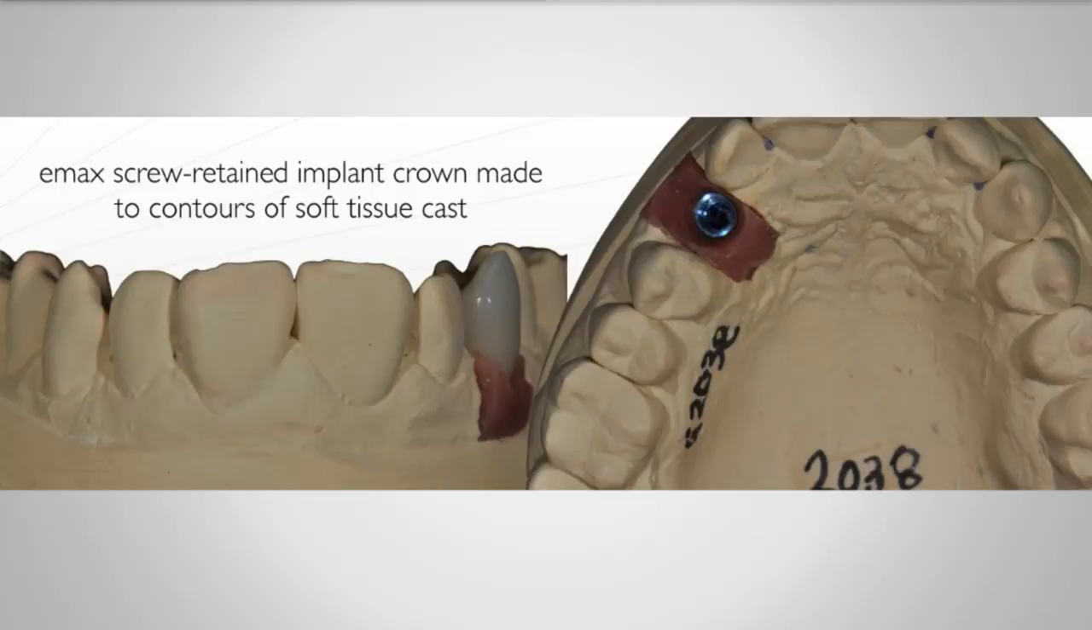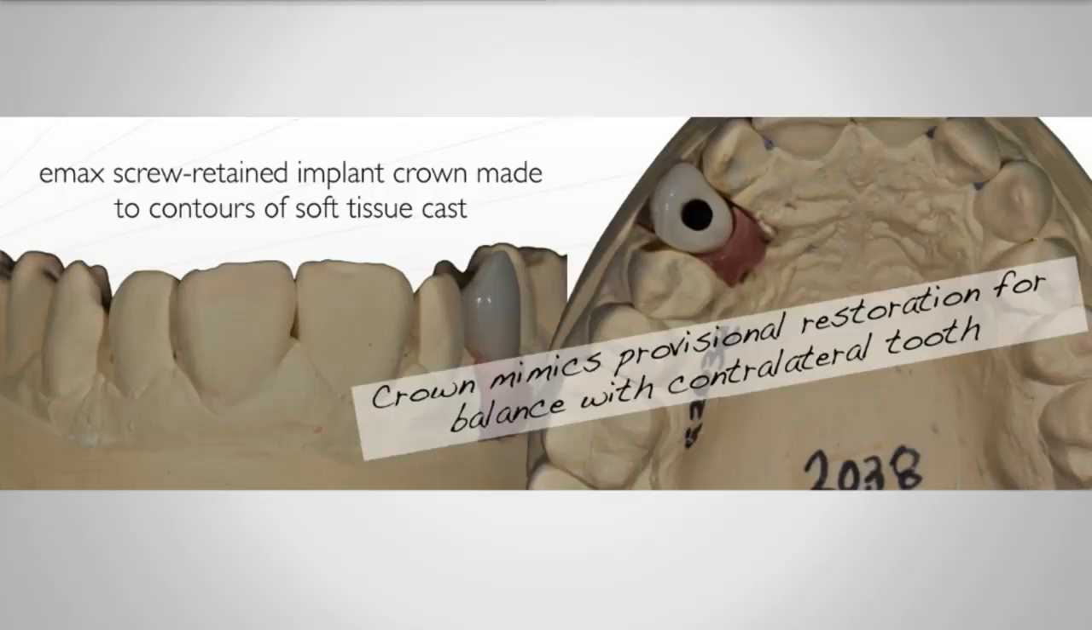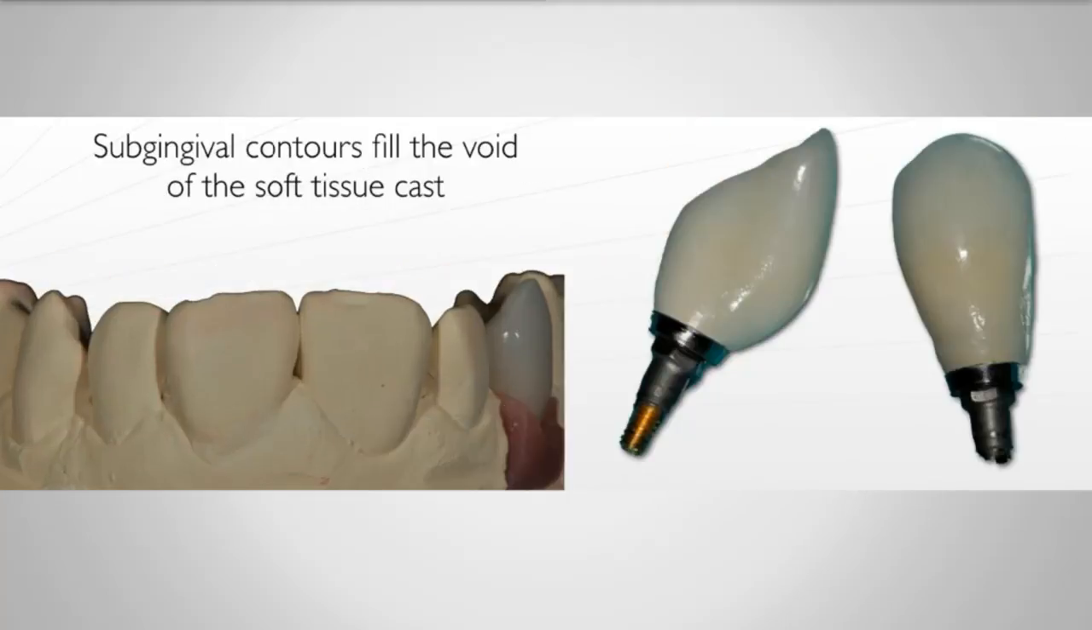So in this case, we're making an all-ceramic crown. This is an Emax crown. Here's the access opening, so the definitive restoration is also going to be screw retained. Whenever I can now, I've reverted back to screw retention because now I can do it with all ceramics. But it should mimic that provisional restoration for balance. So we have a titanium base, the rest is ceramic.